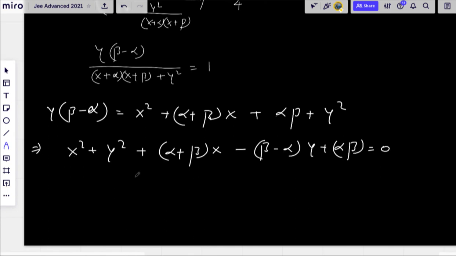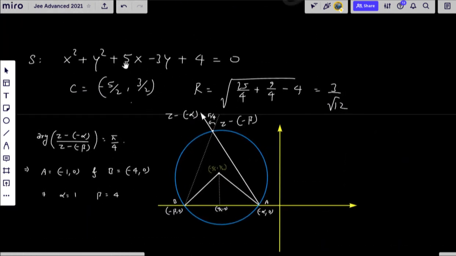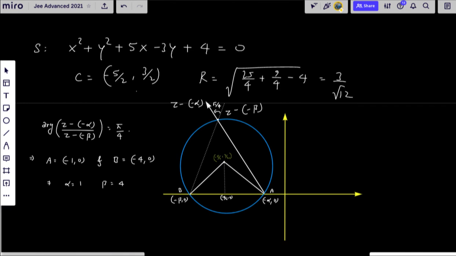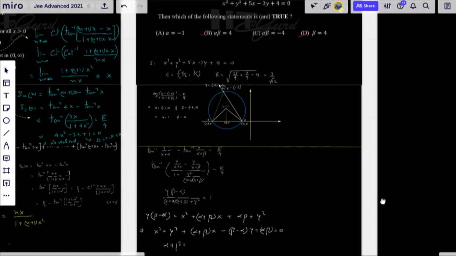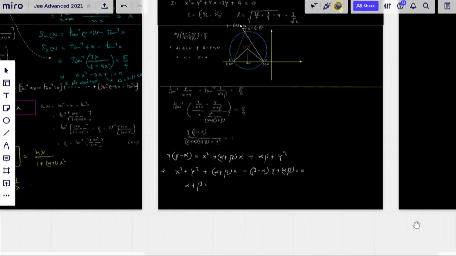If you compare with that equation, we look at the coefficient of x. The coefficient of x is 5. So we can say alpha plus beta will be 5. And what about this one? Beta minus alpha, as it is negative, so beta minus alpha will be 3. So we say alpha minus beta will be minus 3.